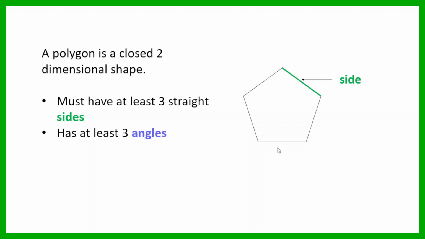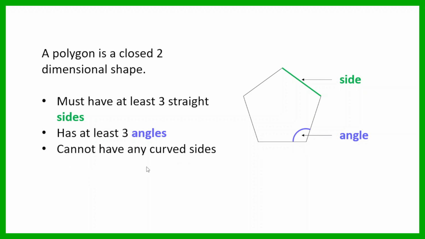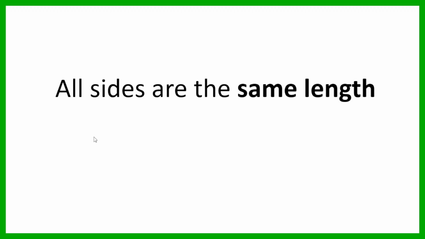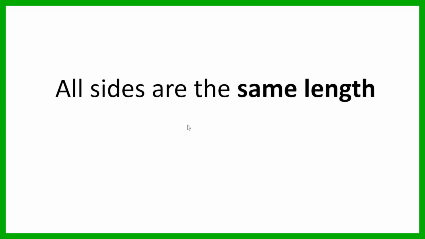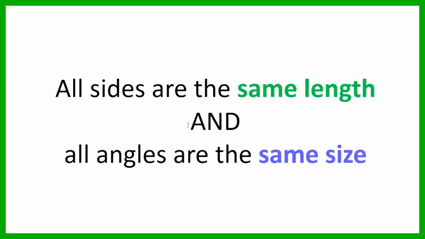It must have at least 3 angles. So this would be an angle where 2 sides come together. And it can't have any curved sides. So a polygon is a shape, a two-dimensional shape, which is closed, and it has only straight sides, at least 3 straight sides and 3 angles. Then regular polygons are special polygons because all of their sides are the same length. As soon as it says regular polygons, it means that all the sides are the same length and all the angles are the same size.